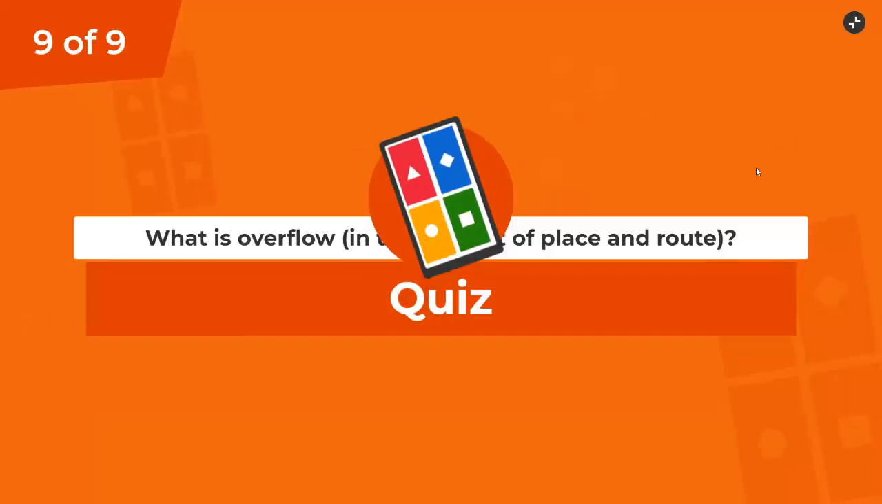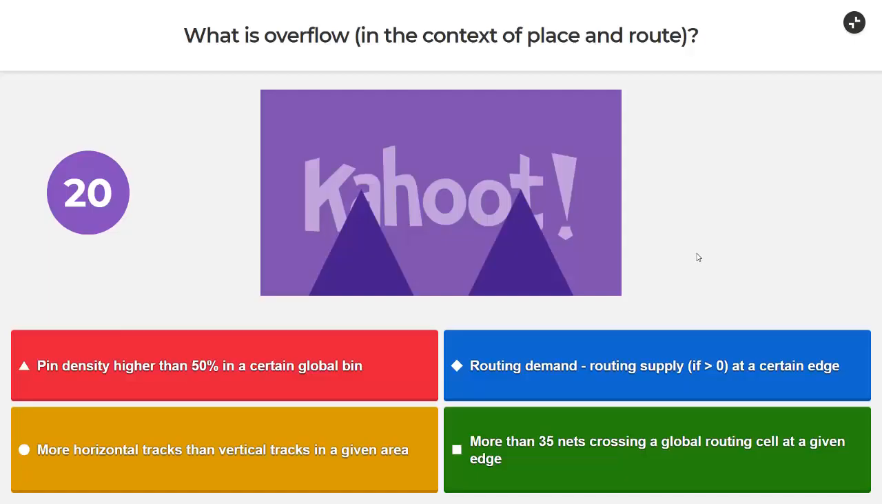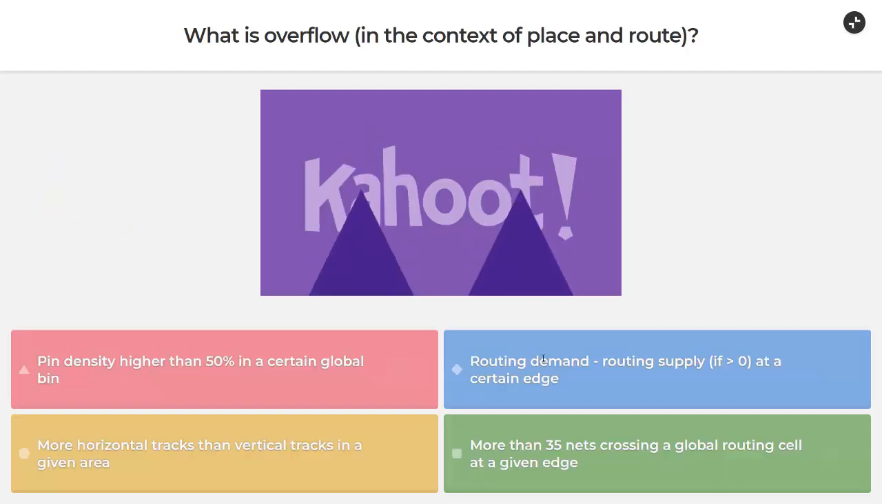And finally, for our last question today, what is overflow? In the context of place and route, of course. We're not talking about overflow in general, when our bath overflows because we forgot to turn off the faucet. Pin density higher than 50% in a certain global bin. Routing demand minus routing supply if bigger than 0 at a certain edge. More horizontal tracks than vertical tracks in a given area. More than 35 nets crossing a global routing cell at a given edge. Well, I think it's actually going to be the blue one.